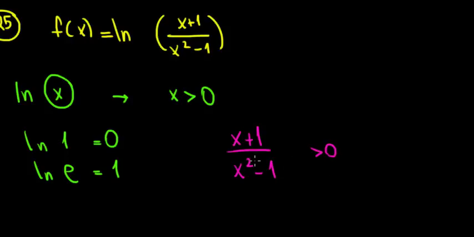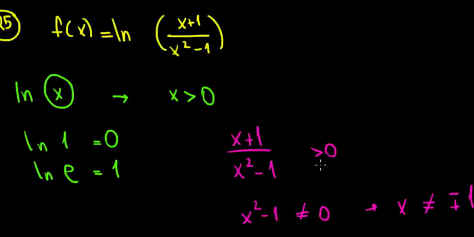And also, let's make sure that this division is actually possible. We cannot divide by 0, which means that x squared minus 1 cannot be equal to 0, which means that x cannot take the values of 1 or minus 1. So x cannot be plus or minus 1. If x cannot take these values, we must make sure we do not include them in our domain.